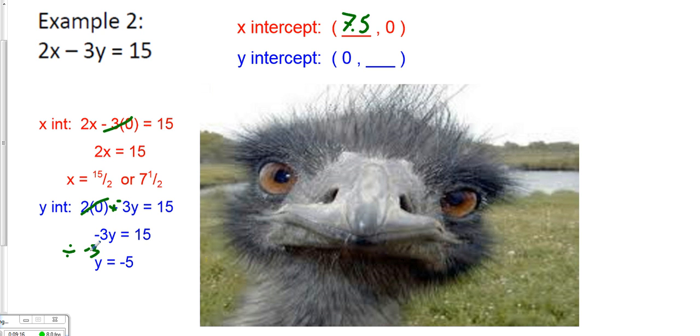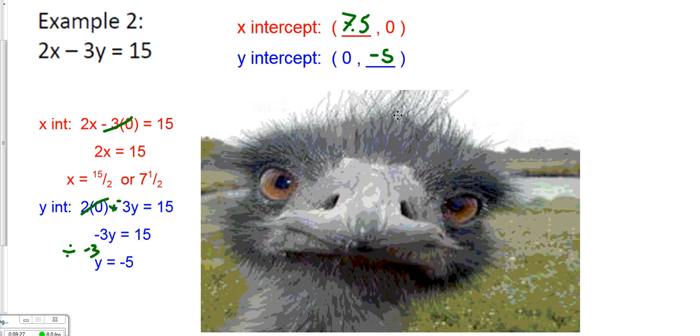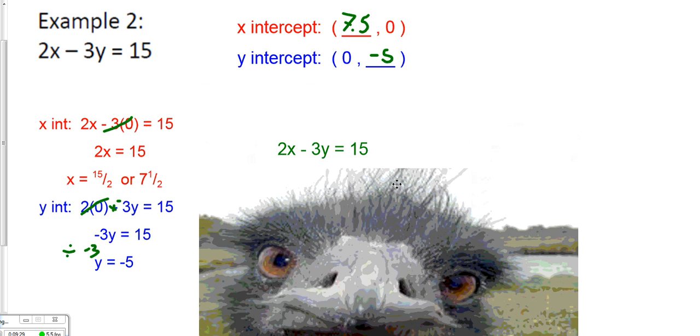Not just 3, negative 3. Positive 15 divided by negative 3 becomes a negative 5. So that should go there. Again, to put it in slope-intercept form, start with the regular equation.